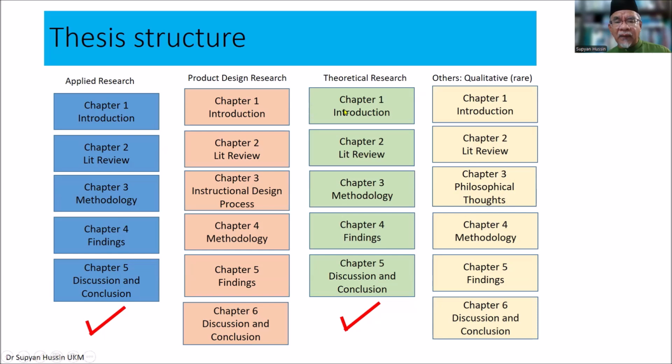Then you come to the theoretical research. You find very seldom people do this research, but if you do, then you probably need only 5 chapters as well. Now, there are other types of research, such as ethnographic study. All right, you probably need more than 5 chapters in which you have to explain further on philosophical thought, by thinkers, by certain philosophers. You probably need a chapter on philosophical thought, which is chapter 3.